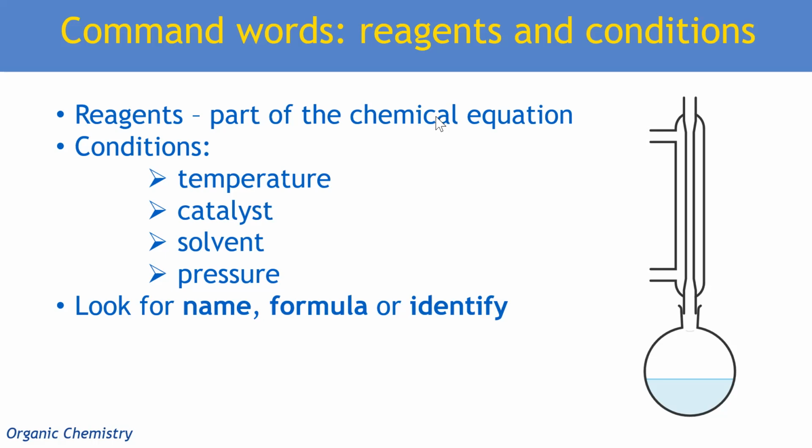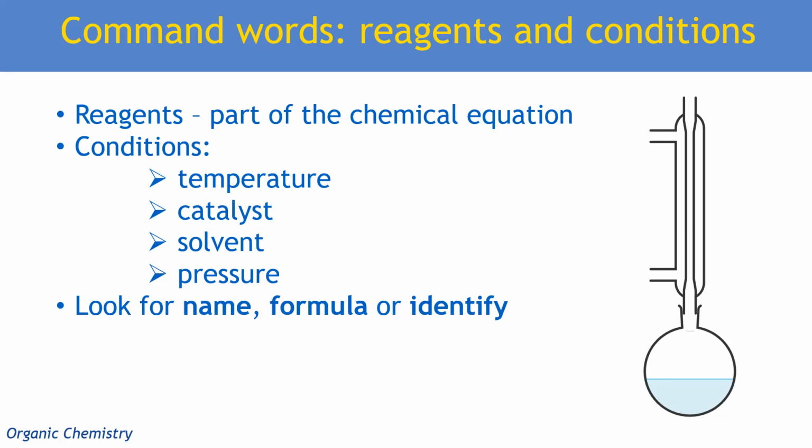If it says identify, name or formula, if you're not sure on the name or the formula, don't write it. Just put the name down. Personally, I think formulae are probably easier to remember, but that might just be me being a chemistry teacher.